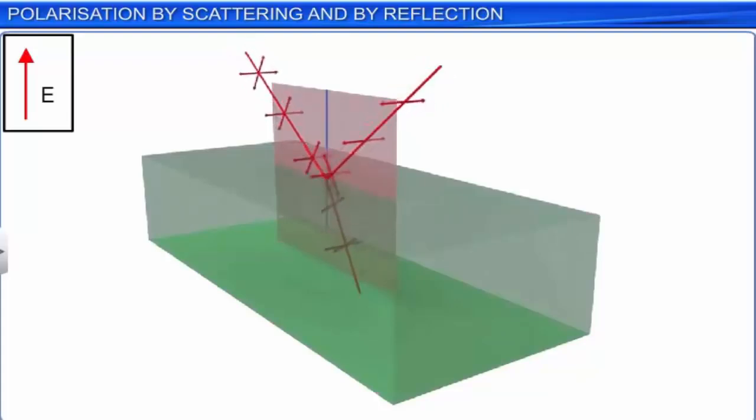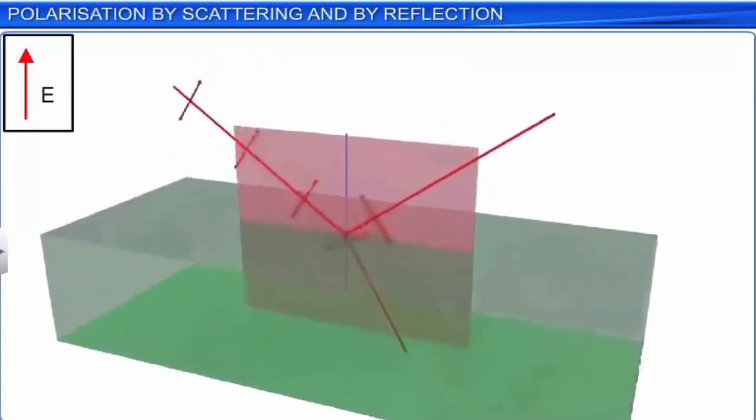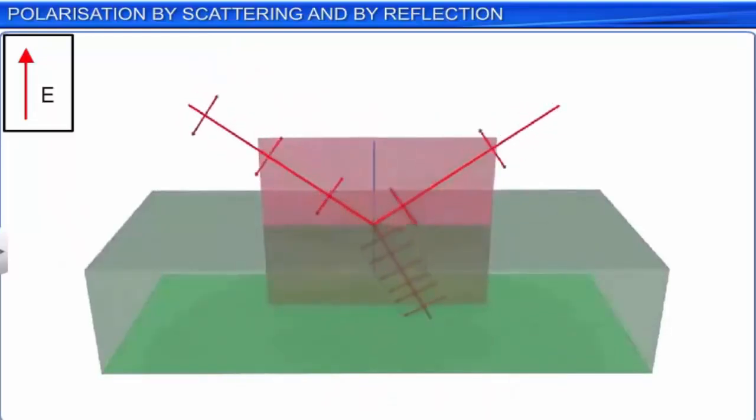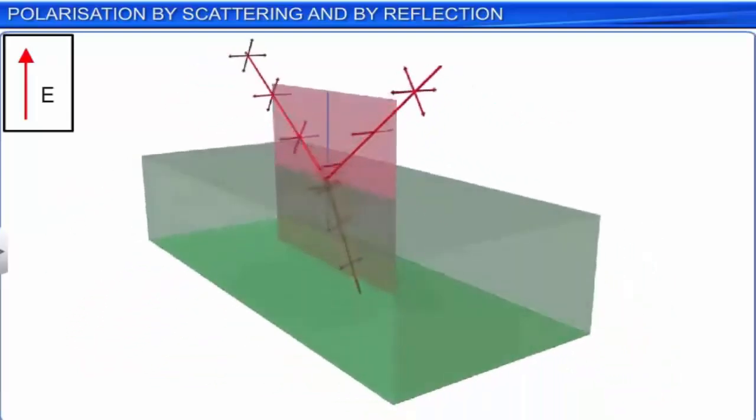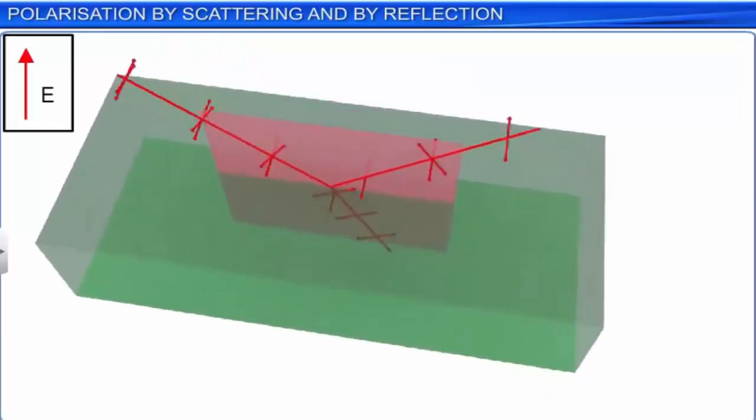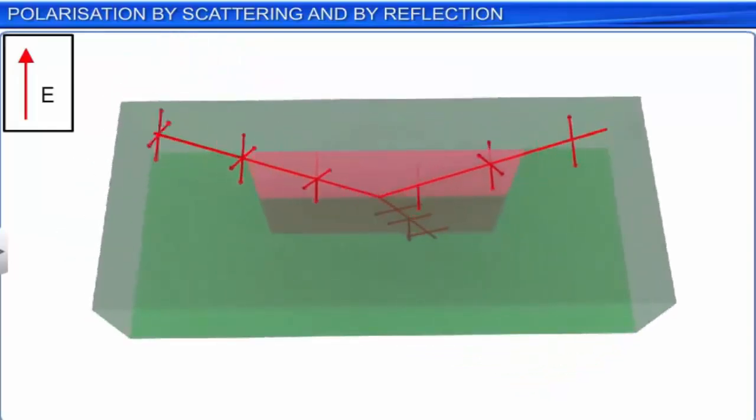It is experimentally observed that waves for which the E vector is perpendicular to the plane of incidence are reflected more strongly than those for which the E vector lies in the plane of incidence. Note that the E vector, perpendicular to the plane of incidence, is parallel to the reflecting surface. That means the reflected light is partially polarized in the direction perpendicular to the plane of incidence.